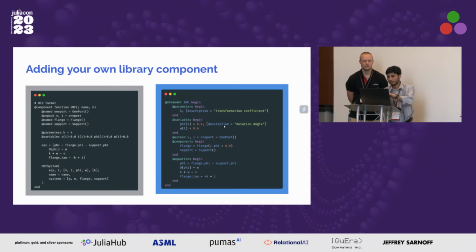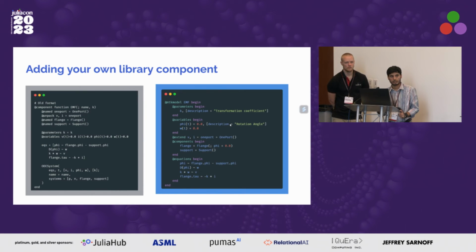So here, with the description, you can also add the units while defining the parameters and variables. That's the unit that it expects for the parameters. So that's basically like a docstring.